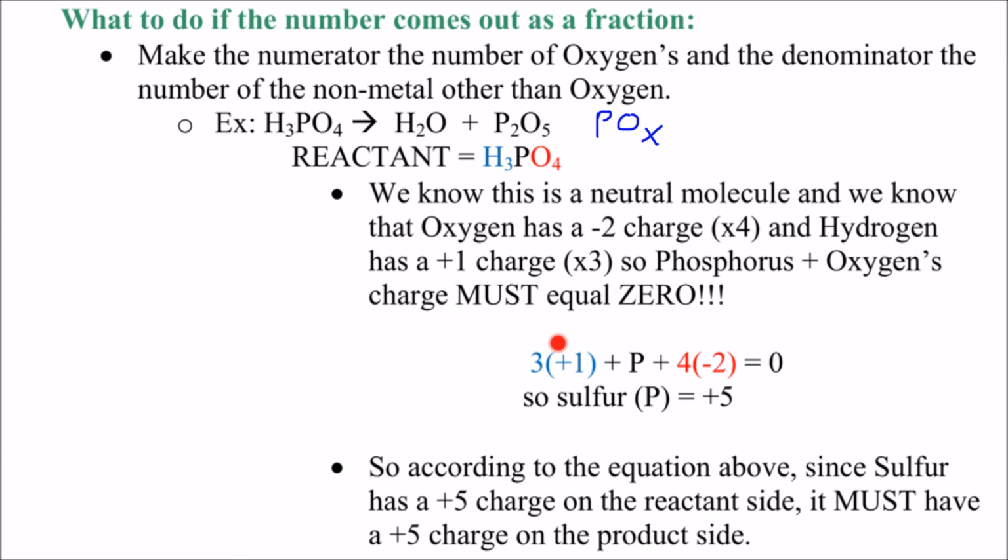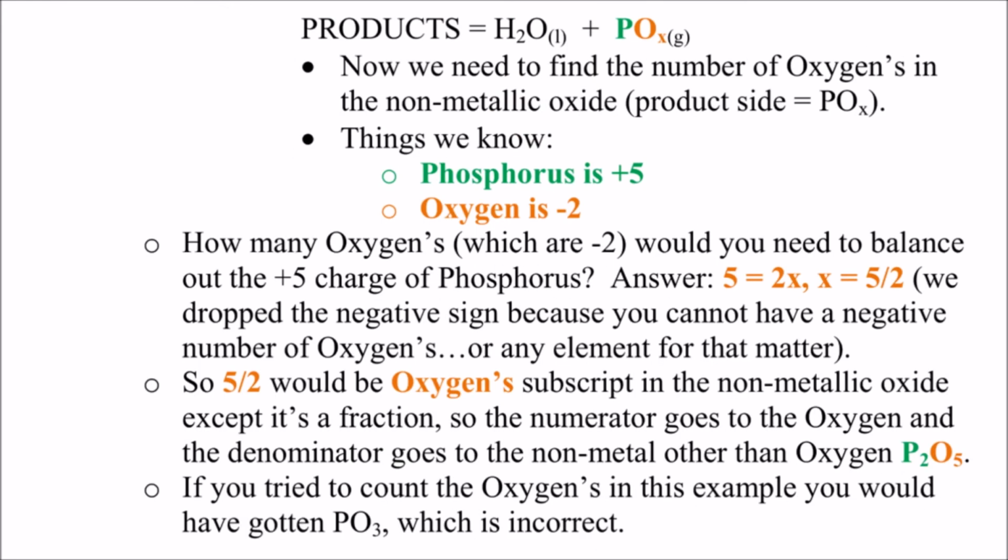So you know hydrogen's the +1 charge, and there's 3 of them. You don't know what phosphorus is yet, and you know that oxygen is -2 charge, and there's 4 of them. So 4 times -2 is -8, plus a +3 gives us -5. So you add 5 to both sides, and that means that phosphorus has to have a +5 charge in this molecule. Well, that means that it must have a +5 charge on the product side too, whatever this is.